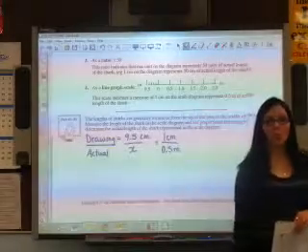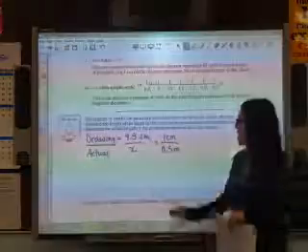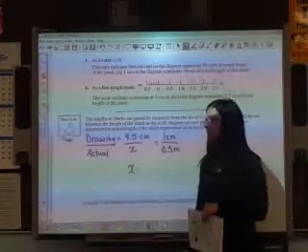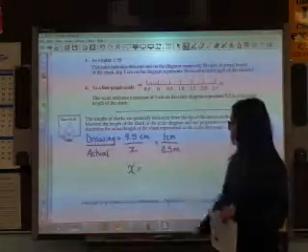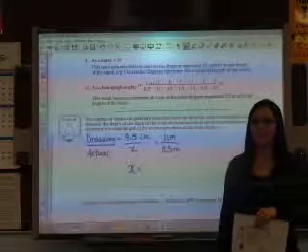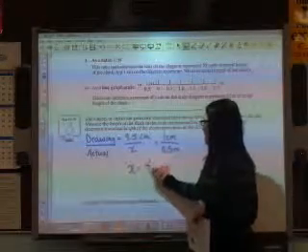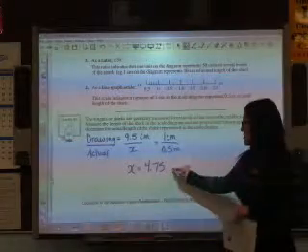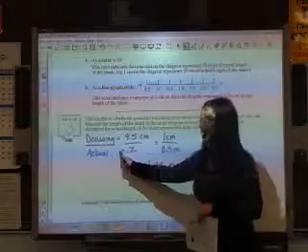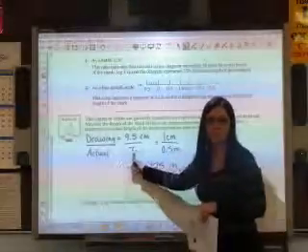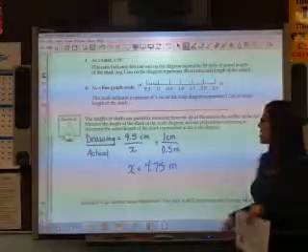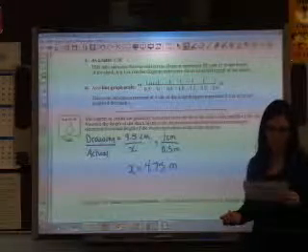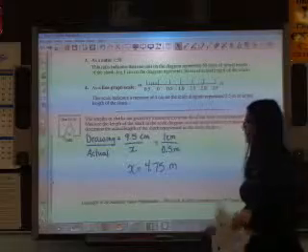So I can use proportions to set these up, and then I can cross multiply. 1 times x is x. 9.5 times 0.5 is 4.75. And what are the units that I use? Meters. That's because this is on the bottom, and the bottom represents my meters. So the shark is 4.75 meters long. Okay?